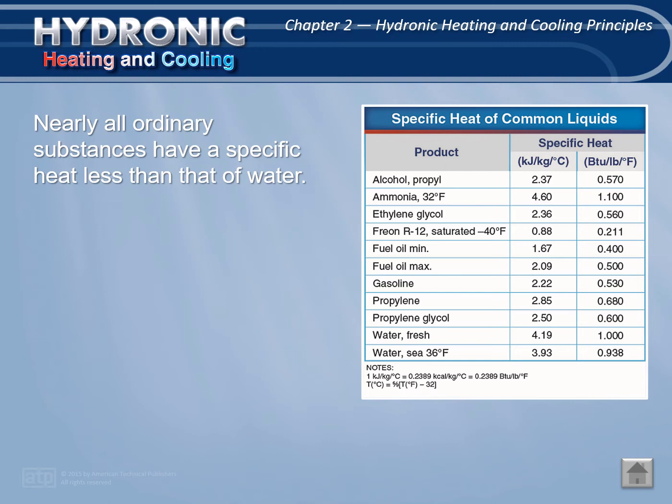Another unit of heat is the kilojoule, which is used in the metric system. For practical purposes, 1 kilojoule is the amount of heat needed to raise the temperature of 1 kilogram of water by 1 degree Celsius. By comparison, 1.055 kilojoules represents the same amount of heat as 1 BTU.